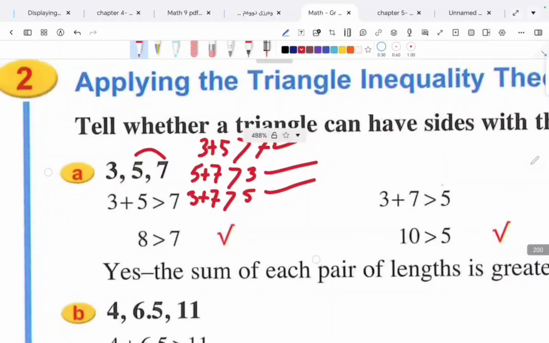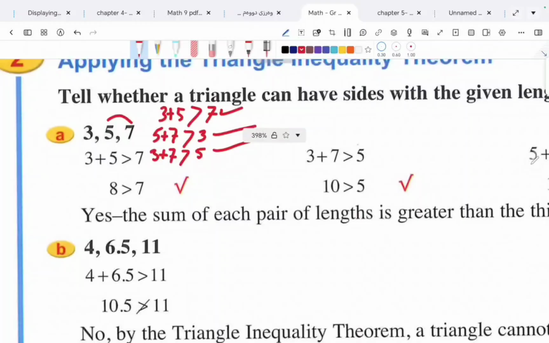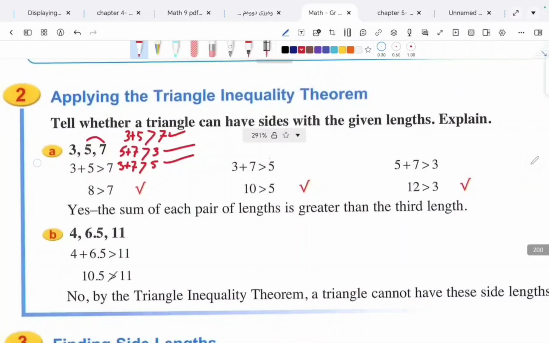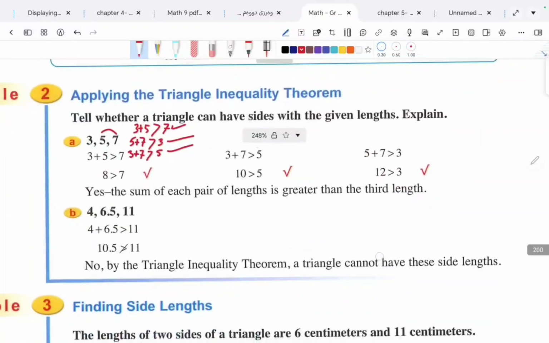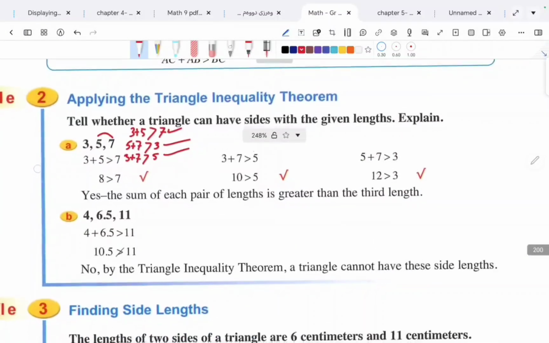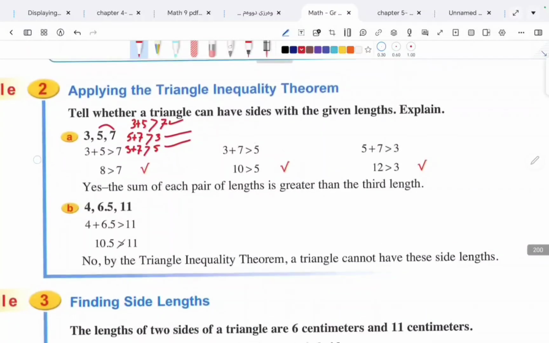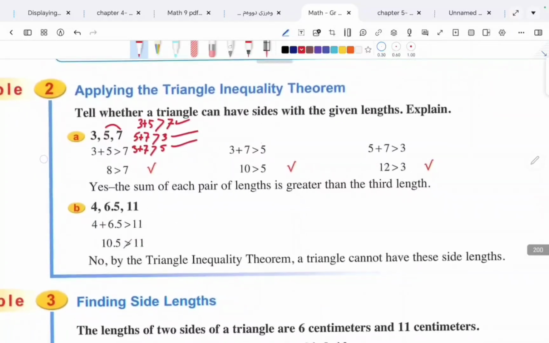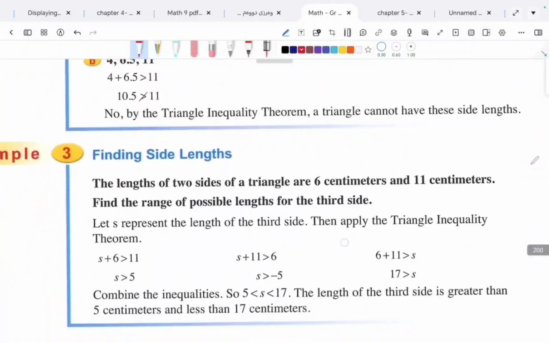So it's correct for all the cases. Then we will say yes, the sum of each pair of lengths is greater than the third length. So yes, it can be the side lengths of a triangle. But if one of them is not greater than, then you can say it cannot be the side lengths of a triangle.